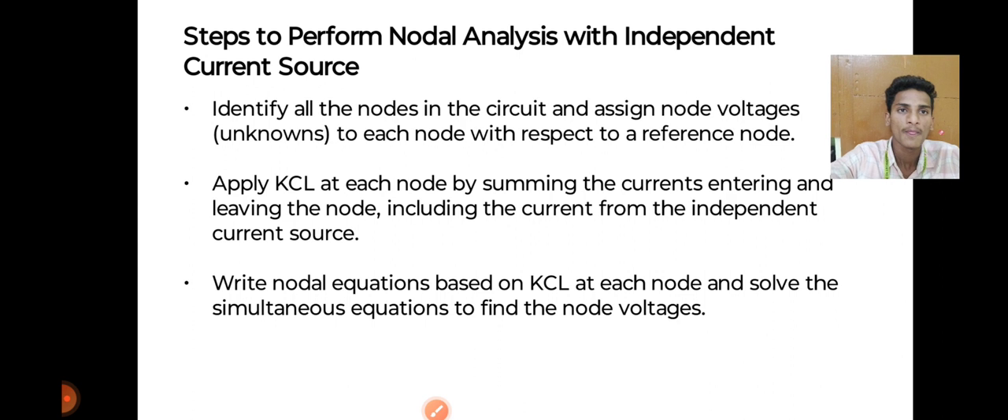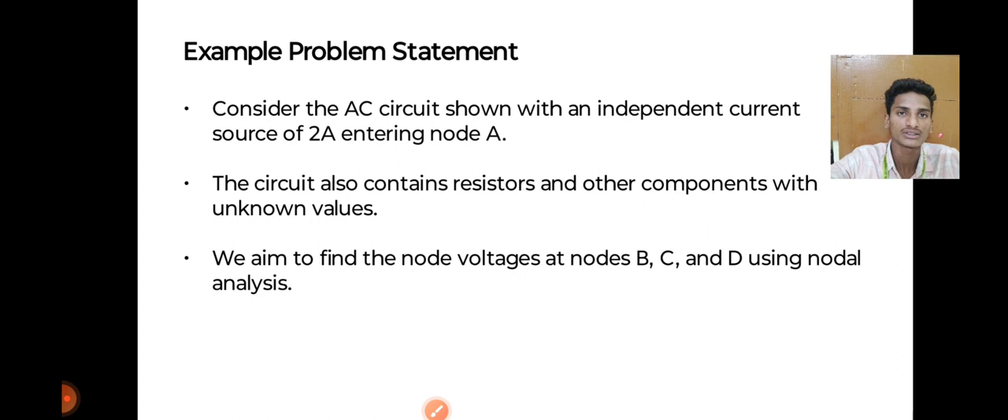Steps to perform nodal analysis with an independent current source. Identify all the nodes in the circuit and assign node voltages to each node with respect to the reference node. Apply KCL at each node by summing the currents entering and leaving the node, including the current from the independent current source. Write nodal equations based on the KCL at each node and solve the simultaneous equations to find the node voltages.